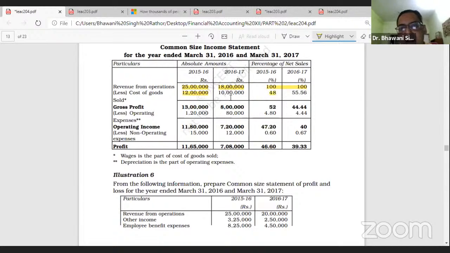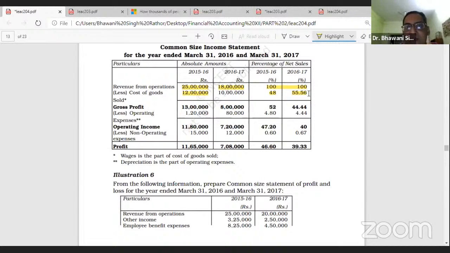And when you divide 10 lakh by 18 lakh, it is your 55.56%. So different items have to be divided by the revenue from operations, so that we can find out the weightage of that particular item in comparison to revenue from operations. What percentage is that particular item in the entire revenue from operations? That will show.